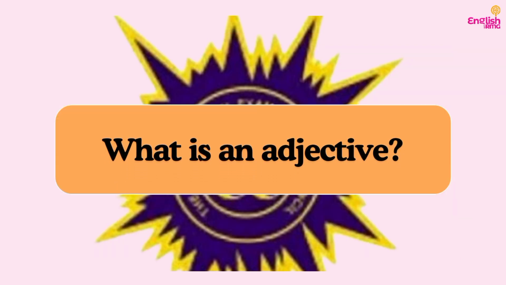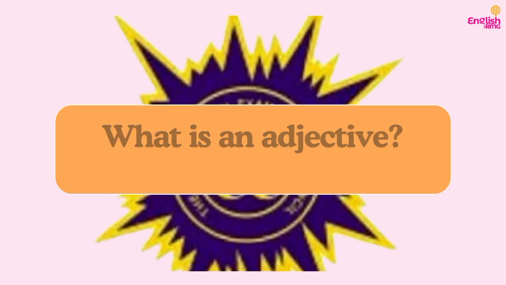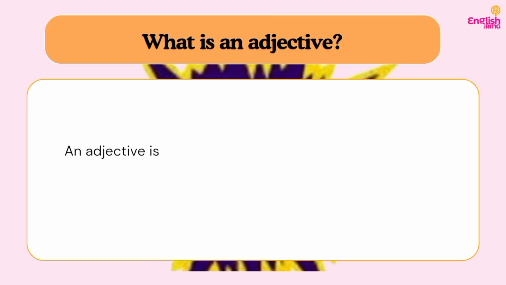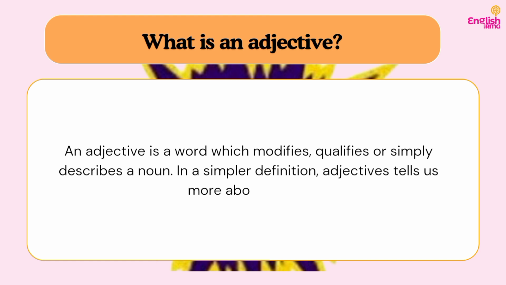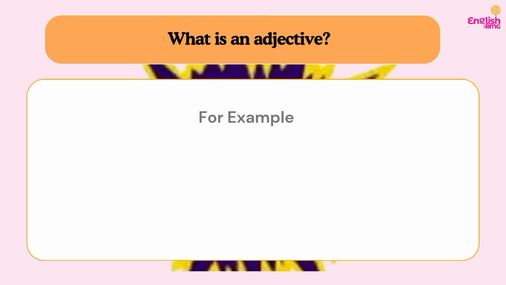First, what is an adjective? Yes, let's begin with the definition of an adjective. An adjective is a word which modifies, qualifies, or simply describes a noun. In a simpler definition, adjectives tell us more about nouns. That is, adjectives give us more information about nouns.